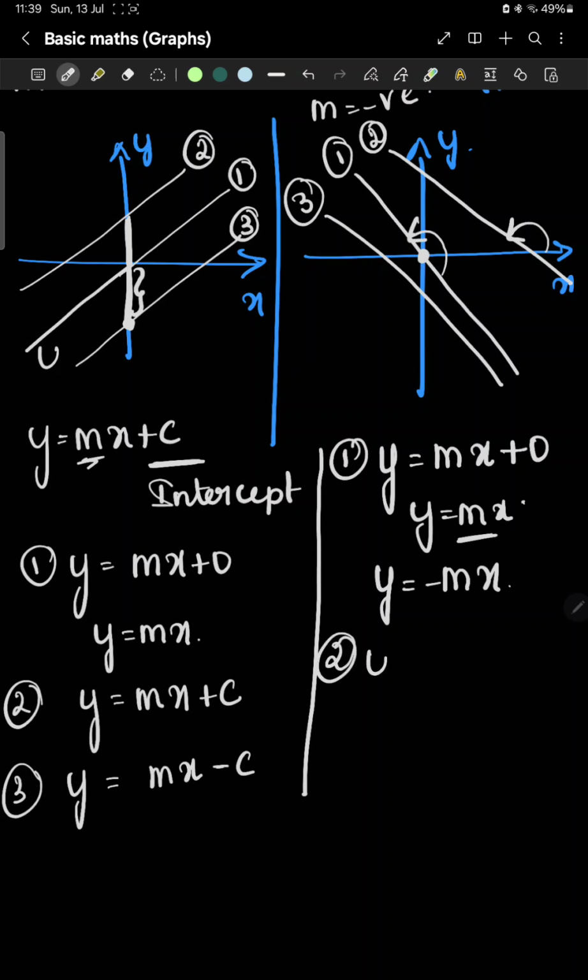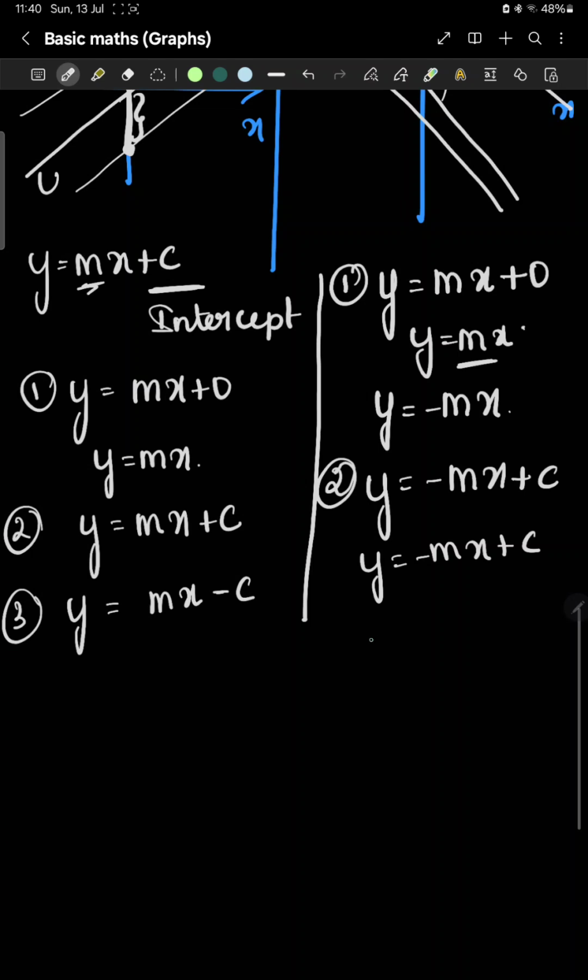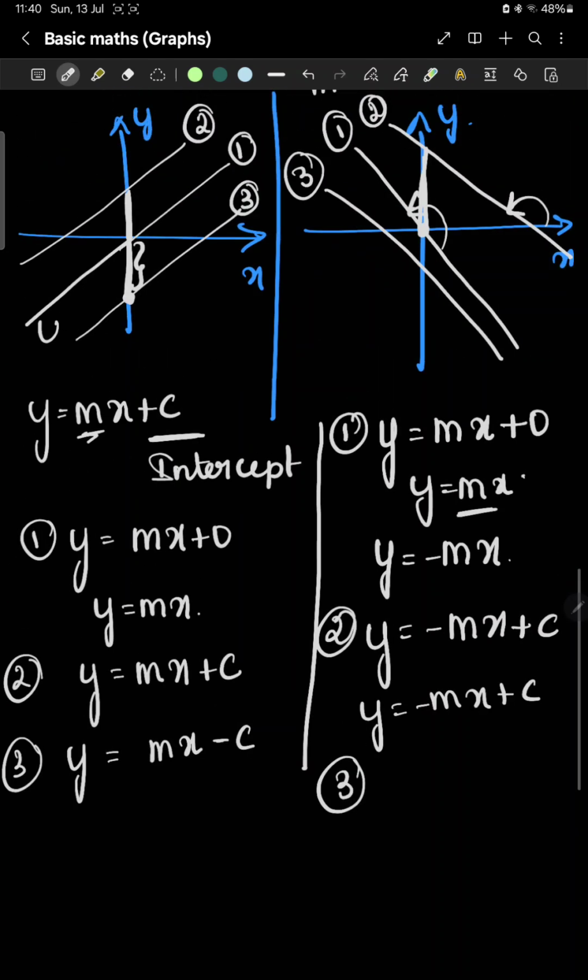And for the second equation, y is equal to minus m into x, because the slope is negative, and also it has the y intercept which is above the x-axis, so I'll just mention it as plus c. So the equation will be y is equal to minus mx plus c for the second line. For the third line, the intercept is below the x-axis and it intersects on the negative y-axis, so it will be y is equal to minus mx minus c. So these are the equations of the straight line. From this we are able to solve the questions.